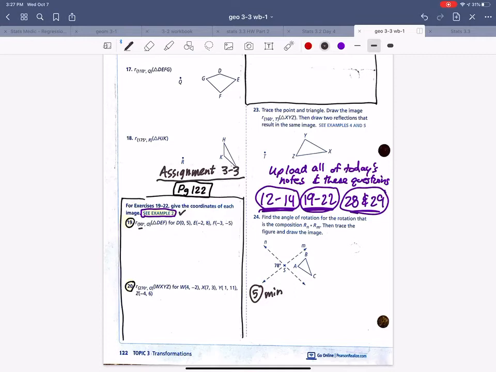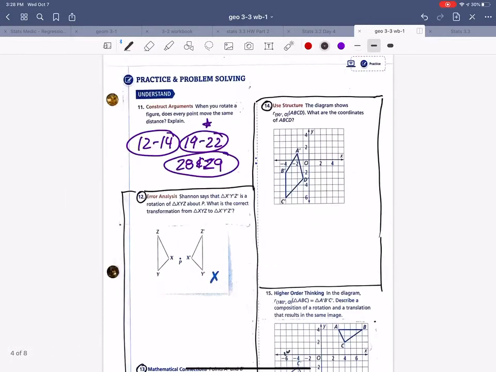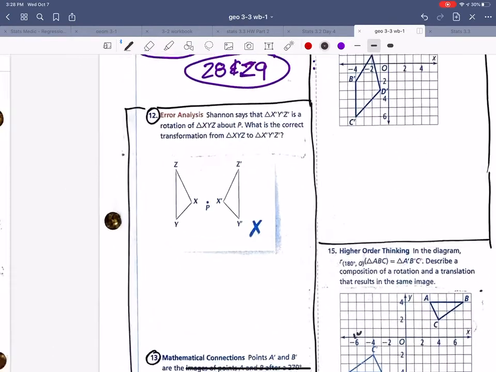Okay, so you're going to upload all of today's or yesterday's notes. We did example 2 and quite a bit of notes. And then these questions, 12 to 14, 19 through 22, and 28 and 29. So let's do it. Question number 12 went like this.